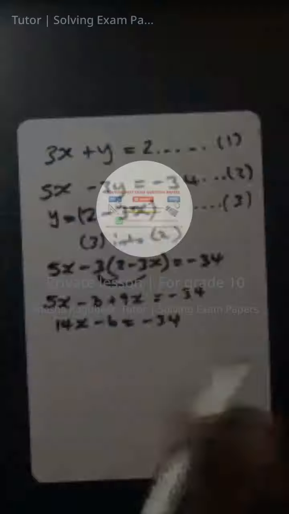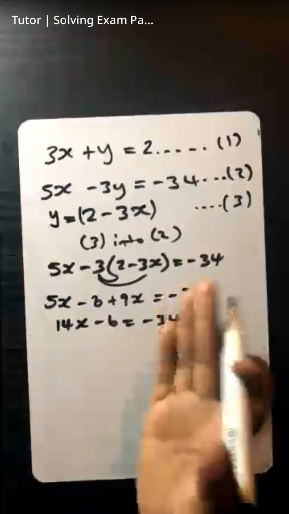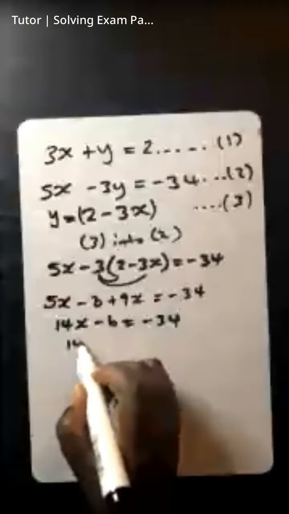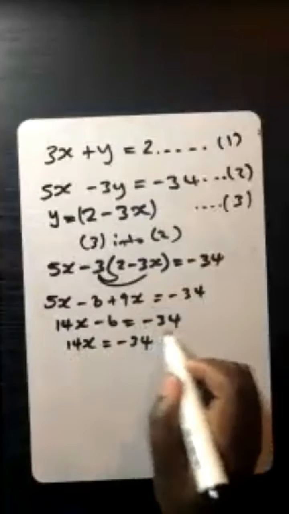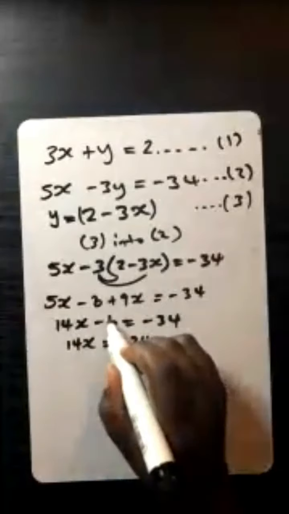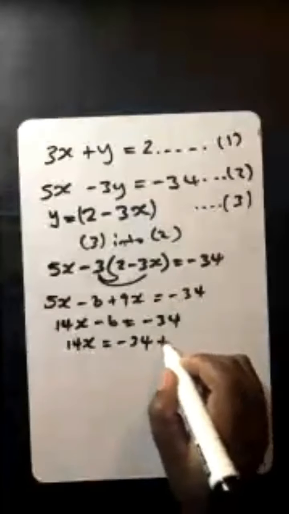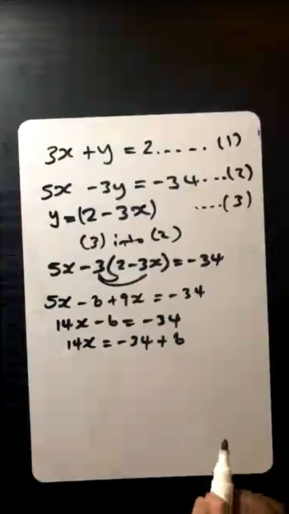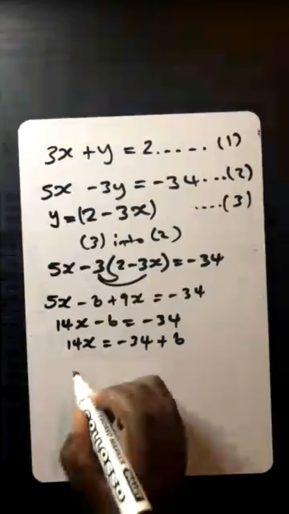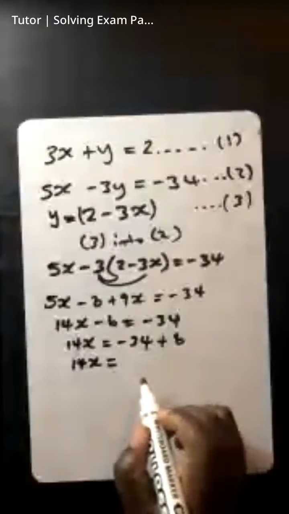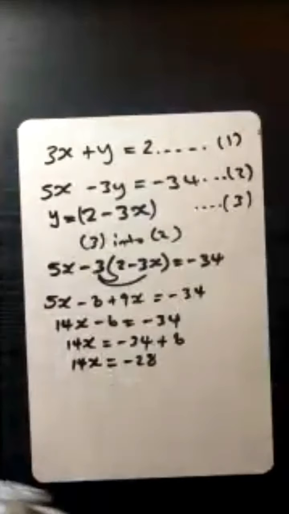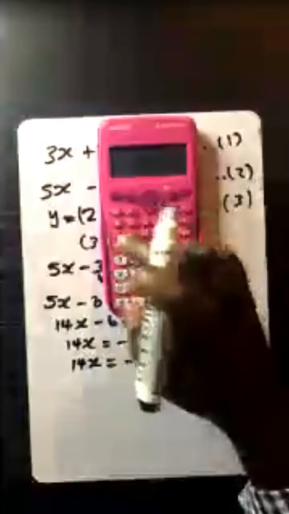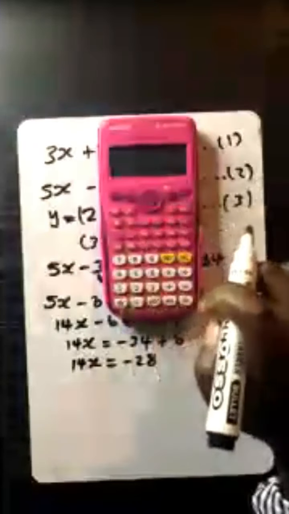So now that I no longer have like terms, I want to have the letters on the left, the numbers on the right. So I've got 14x equals, already I had negative 6, I'm just going to transpose that 6. It changes the sign, it becomes positive 6. So I've got 14x equals, what is that? Is it 28? Is it negative 28? Let me just quickly confirm. Negative 34 plus 6, 100%, it's negative 28.